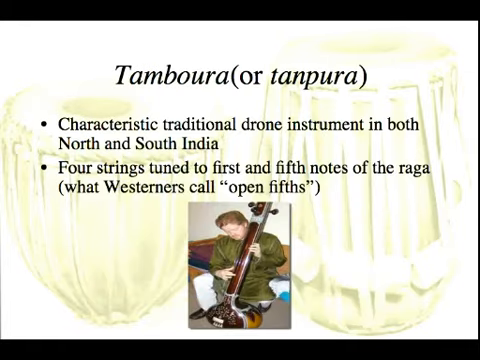Next instrument is the tambura, or sometimes spelled tampura, and that's a characteristic traditional drone instrument in both North and South India. Four strings tuned to the first and fifth notes of the raga, what Westerners would call open fifths, corresponding to do, sol, both of those, and octaves of those as well. So basically you'd have something like do, sol, and those strings would be tuned to those notes. This player looks like he's doing something with his left hand, but he's actually only steadying the instrument. The right hand will keep plucking across the strings and creating those drone notes.